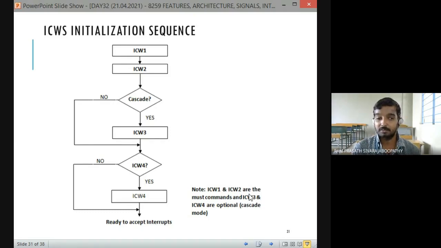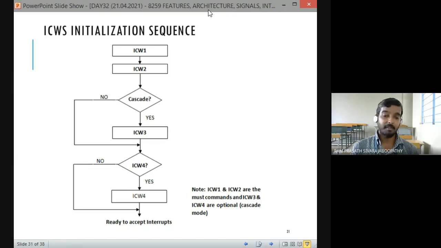To initialize the 8259, two command words must definitely be given: ICW1 and ICW2. ICW3 and ICW4 are optional. Whether they are needed or not is decided by ICW1, which is what we have said here. ICW1 and ICW2 are the must command words, and ICW3 and ICW4 are optional. Generally we prefer cascade mode. Fine. Is it clear to everyone?